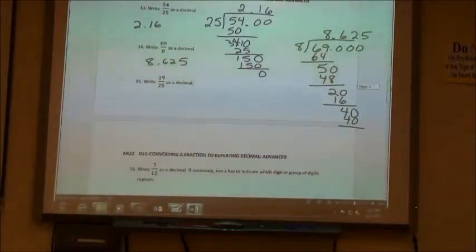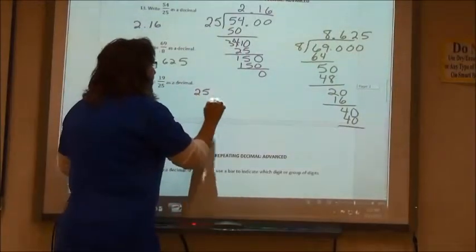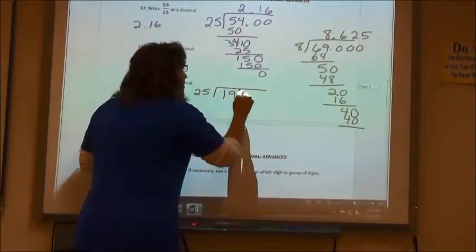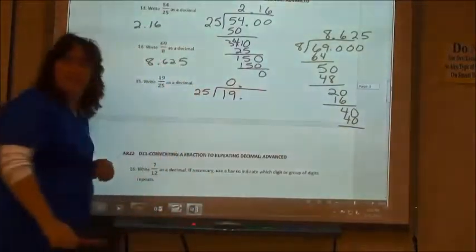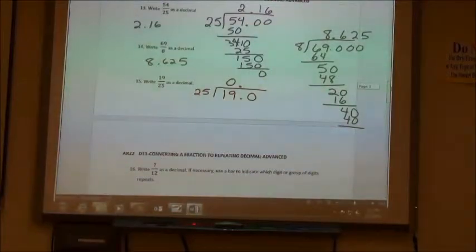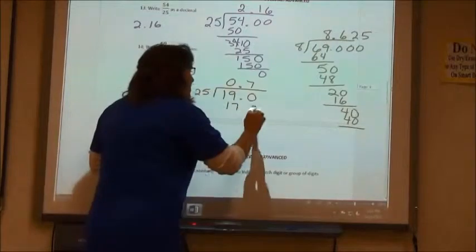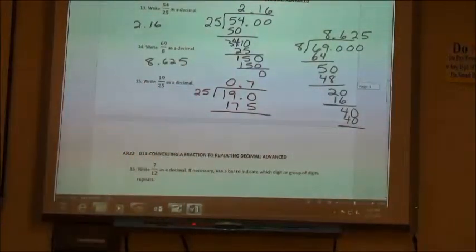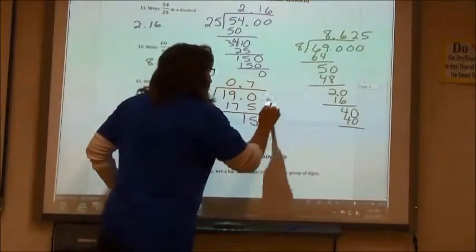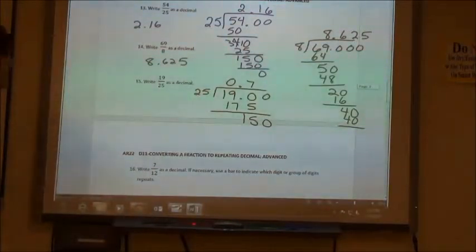Now number 15 is a proper fraction, so we know there's going to be a 0 in front of our decimal. We're dividing 25 into 19, but it doesn't go in there, so we're going to have 0 point something, right? 25 into 190. 7 times, that'd be 175. 190 minus 175 is 15. I add my 0. 25 into 150. 6 times.